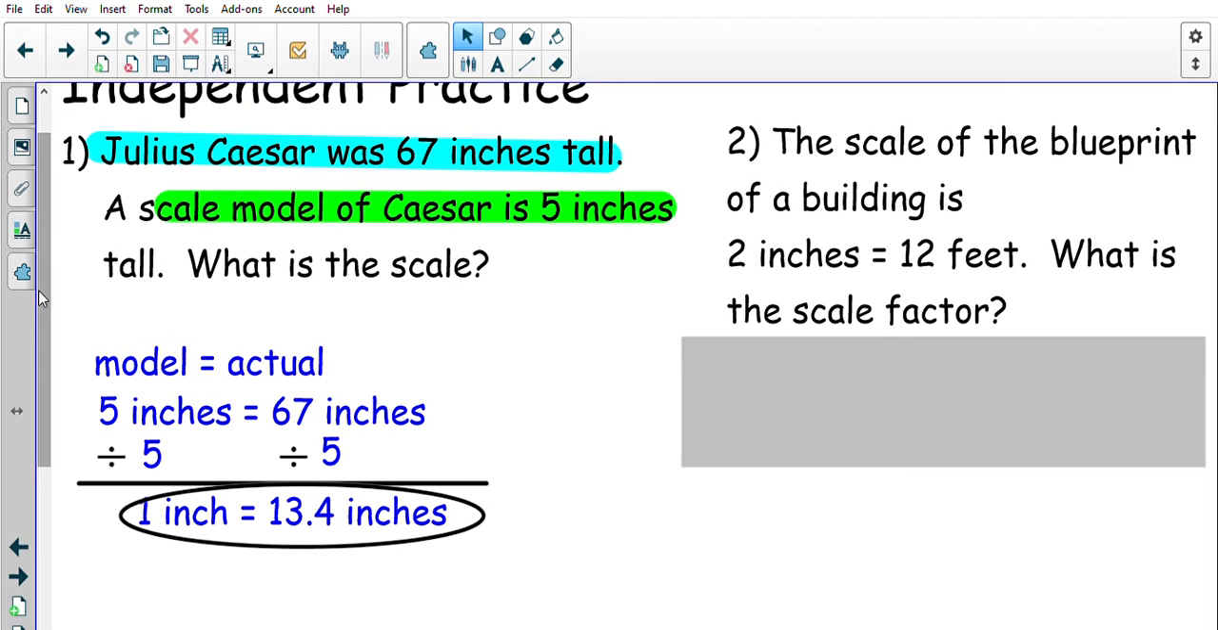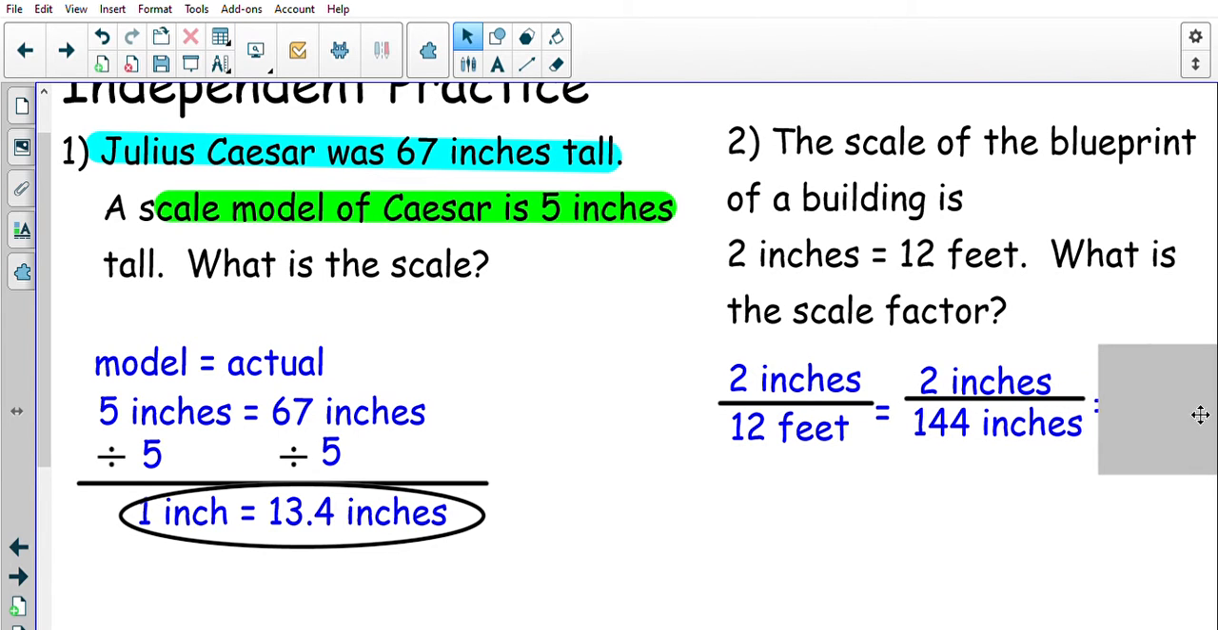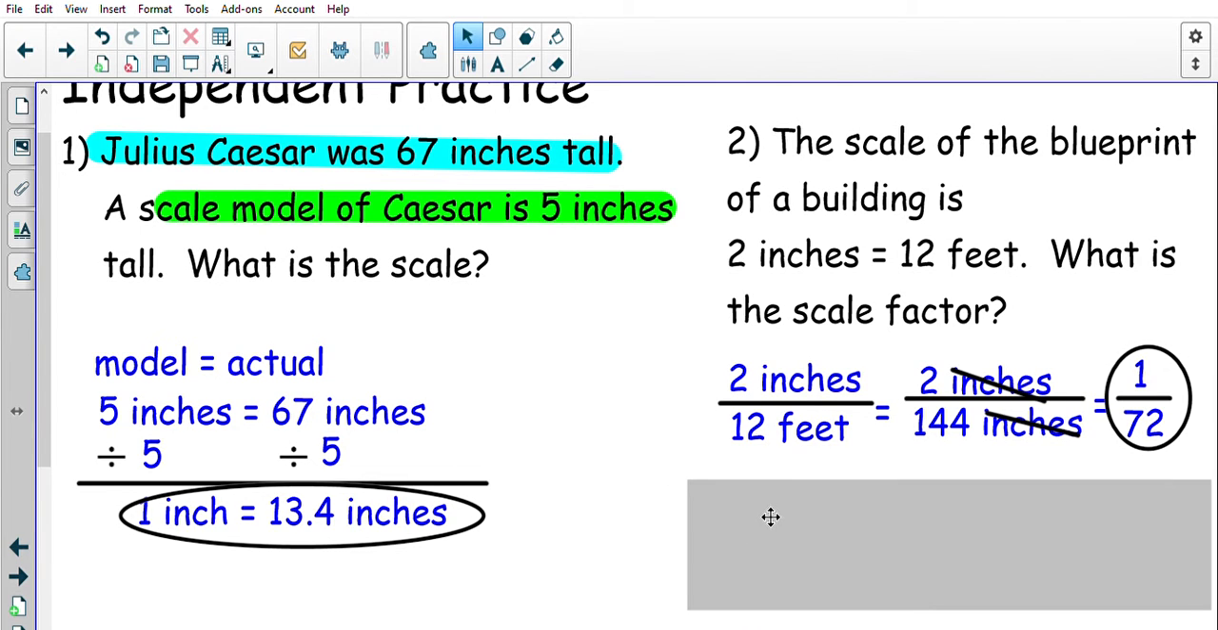Number 2, the scale of the blueprint of a building is 2 inches equals 12 feet. What is the scale factor? So that's going to be a fraction. So we put 2 inches over 12 feet. 12 times 12 is 144 inches, so we get 2 inches out of 144 inches. Now that we have the same unit of measure, we can get rid of these. 2 out of 144 simplifies or reduces to 1/72.